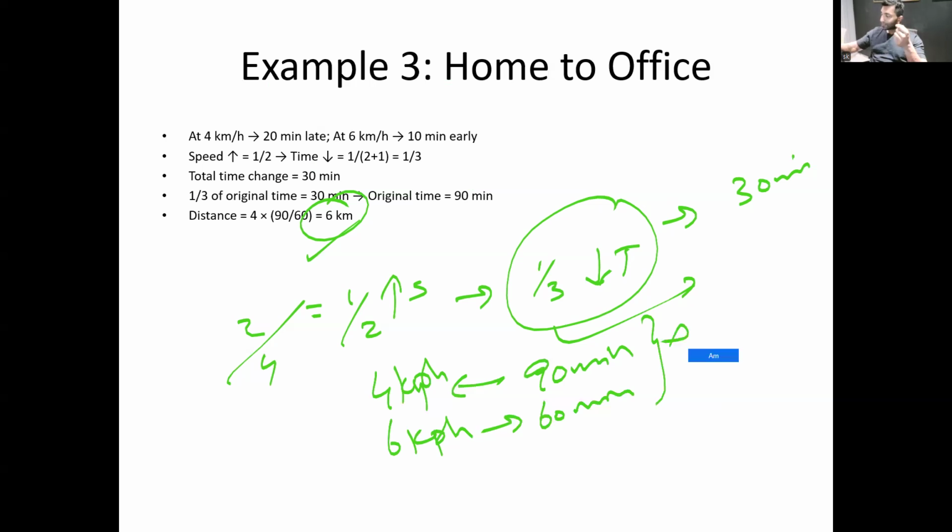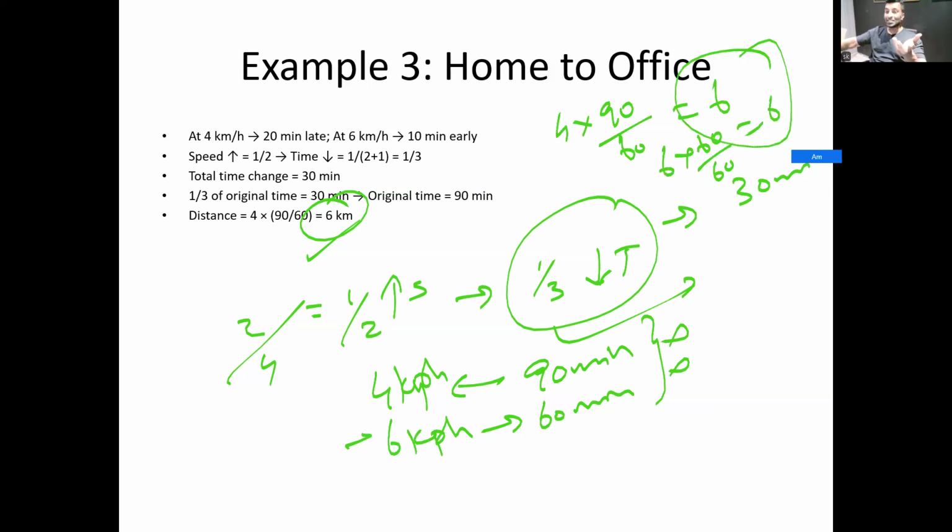They have not asked this. They have asked the distance. So time multiplied by speed. Either you will go for 4 multiplied by 90, of course, you need to convert into hours, which is equal to 6. Or in the second case, 6 multiplied by 60 by 60, which is, of course, the same. Distance won't change. Time changes based on speed change, or speed changes based on time change, but the distance remains the same.